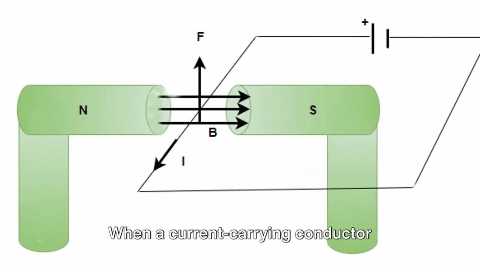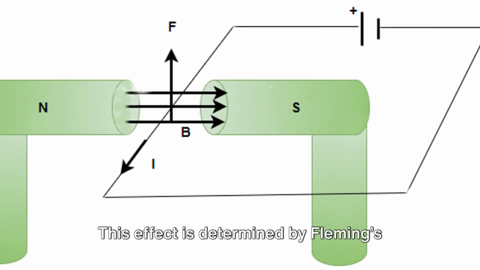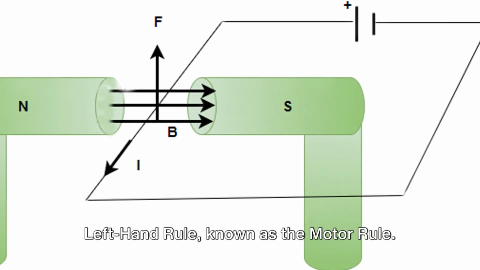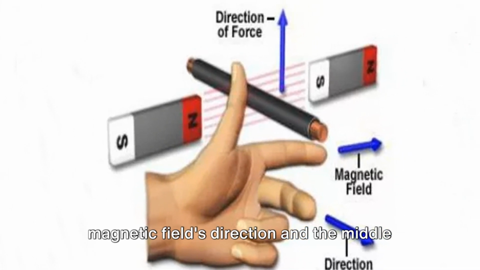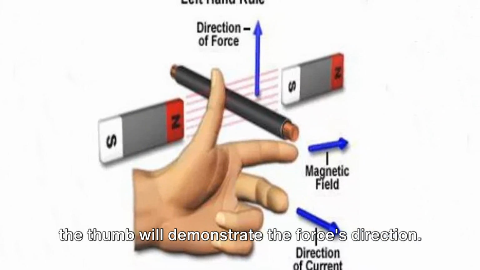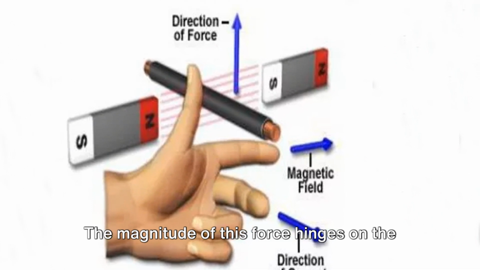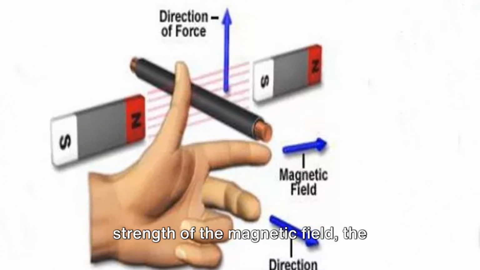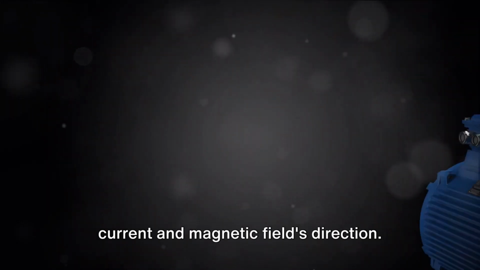When a current-carrying conductor encounters a magnetic field, it experiences a force. This effect is determined by Fleming's left-hand rule, known as the motor rule. Here, if your forefinger indicates the magnetic field's direction and the middle finger points to the current's direction, the thumb will demonstrate the force's direction. The magnitude of this force hinges on the strength of the magnetic field, the current volume, and the angle between the current and magnetic field's direction.